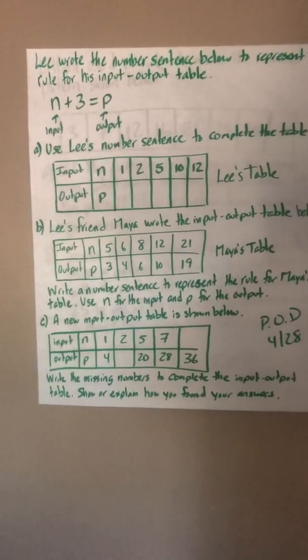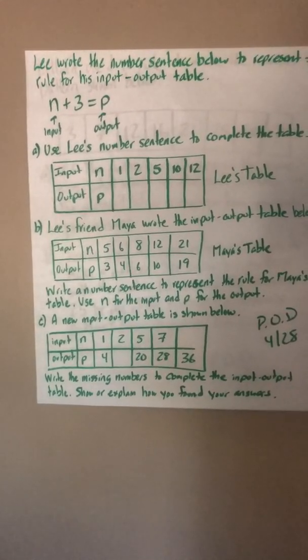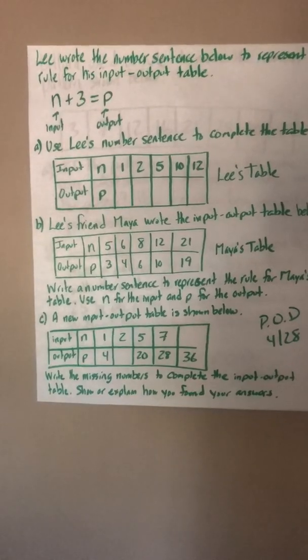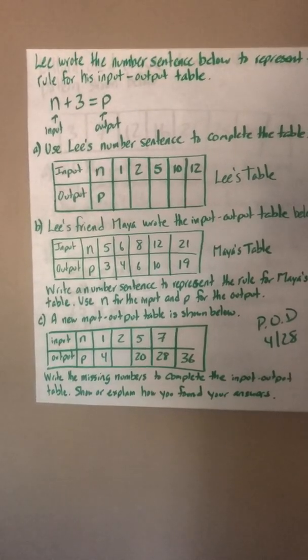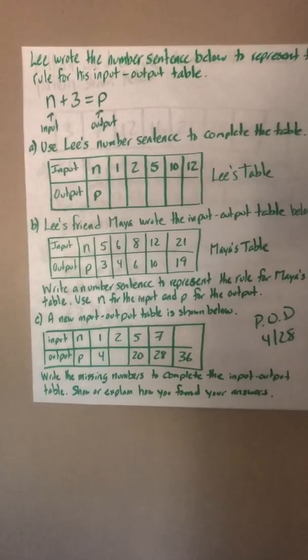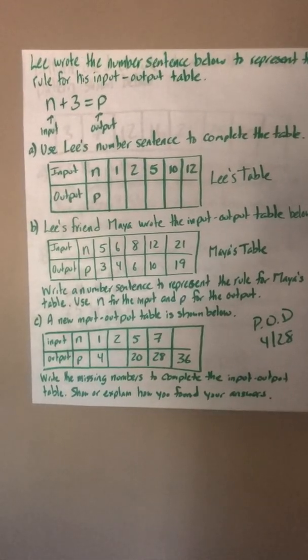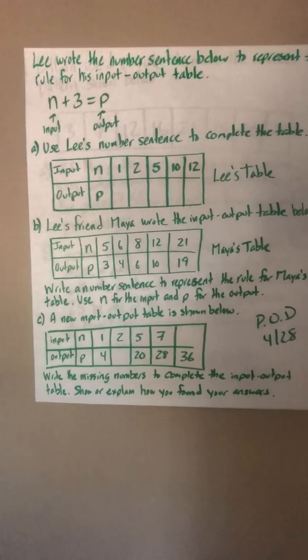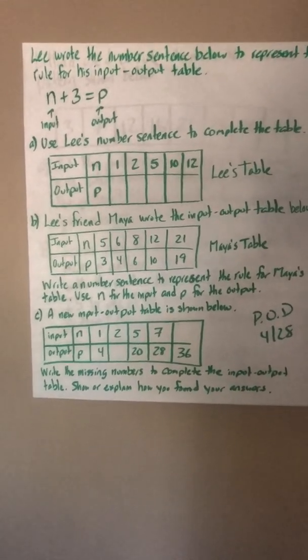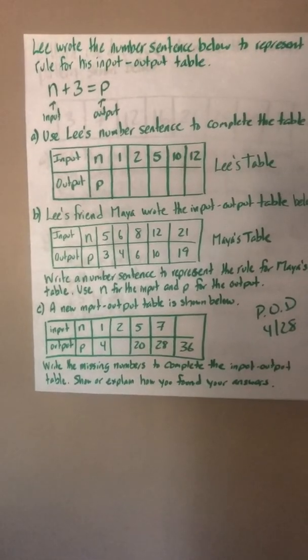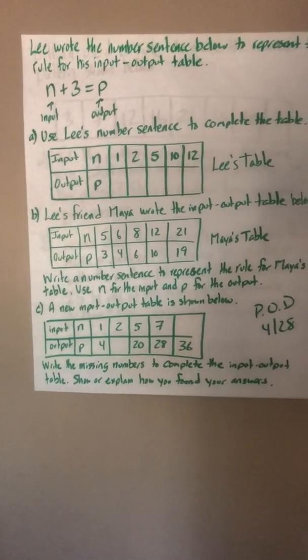Part C, a new input-output table is shown below. The inputs listed are 1, 2, 5, 7. You have to find the last input. And the outputs listed are 4, 20, 28, and 36. You have to find the second output. Write the missing numbers to complete the input-output table. Show or explain how you found your answers.